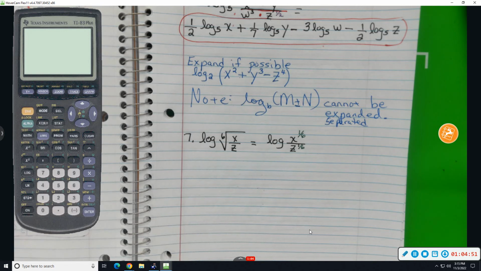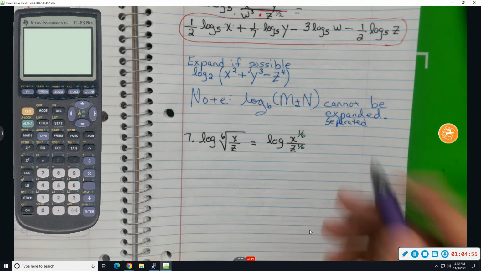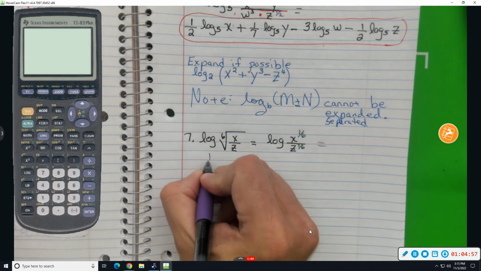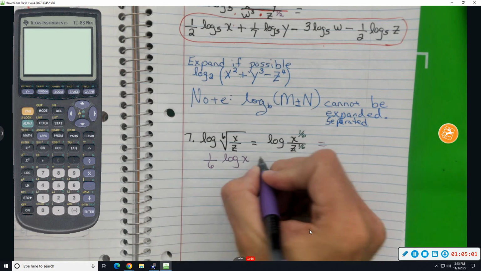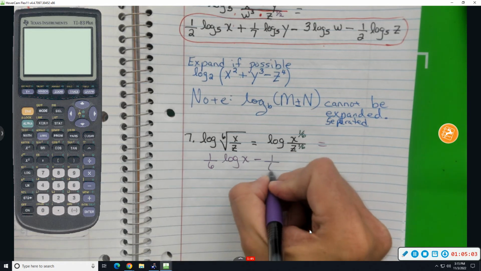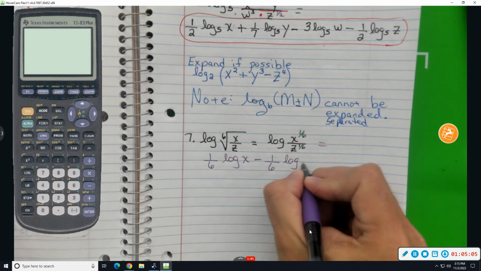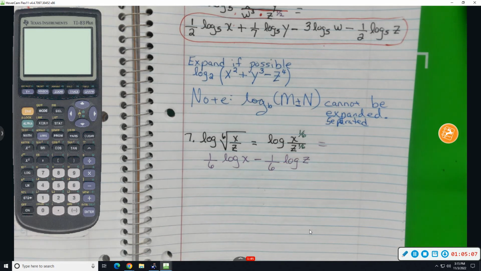And now is it something you can do? Yes. Just write out the answer? It's 1/6 log x, not base x, minus 1/6 log z. Well said. 1/6 log x minus 1/6 log z.